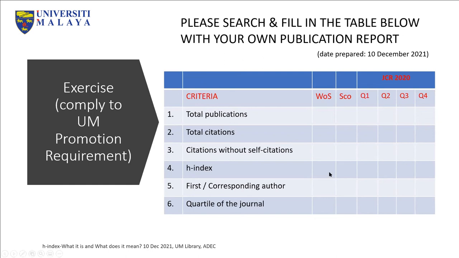Then you also put in your H index, okay? H index from Web of Science, H index from Scopus. Again, please, we only calculate from the publications that we regard as publication. So don't include conference proceedings, conference papers, and also letters. Just now someone asked about letters or editorial materials, okay?